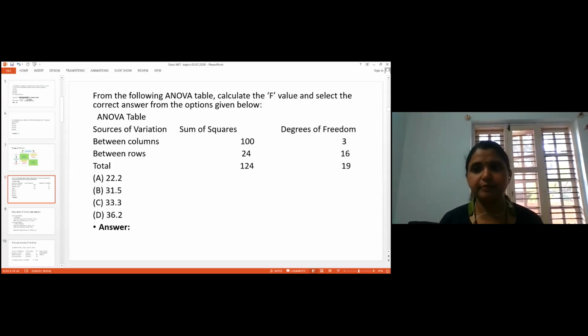It's an example of two-way ANOVA. It is not one-way ANOVA. When it comes to a two-way ANOVA, we have to take both of these variations, and we will also have to calculate the error sum of squares. So we have to do a little bit of calculation over here. How to proceed with the calculation? Let's see.